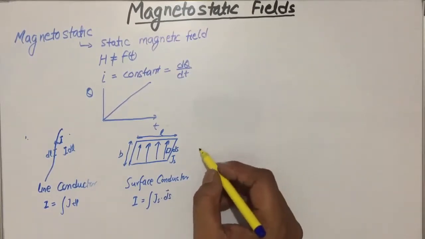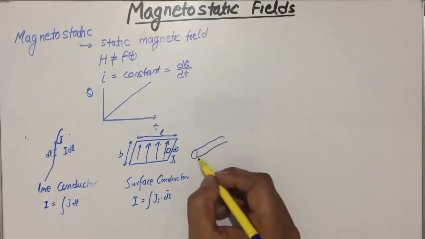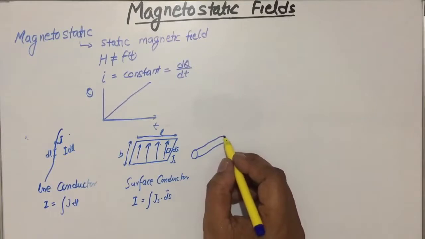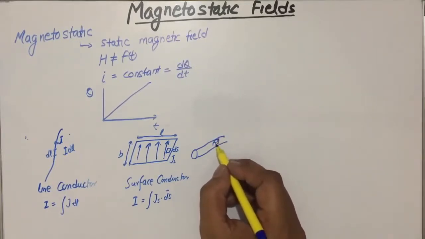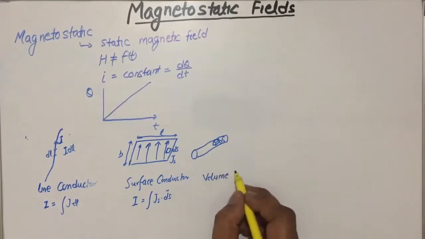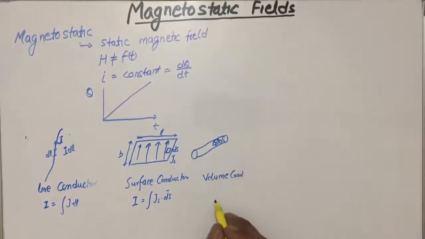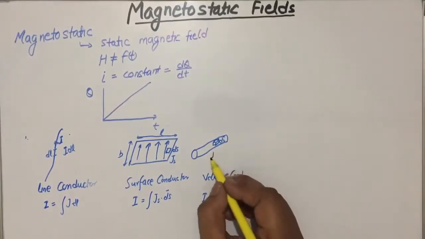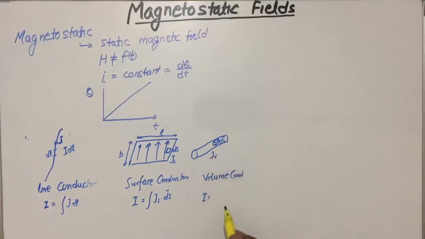Now the third is the volume conductor. There is one conductor, it is having differential volume dV, and in that case we can say volume conductor, and the current density is Jv. So the current that is flowing through this will be Jv dV for the full volume. So there will be a triple integration. In this way we will find the total current that is flowing through the conductor.